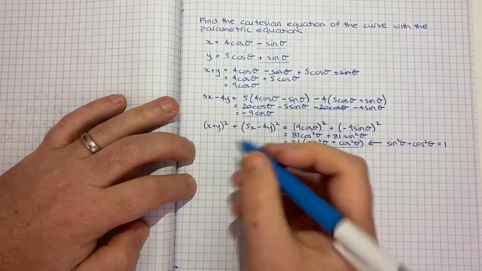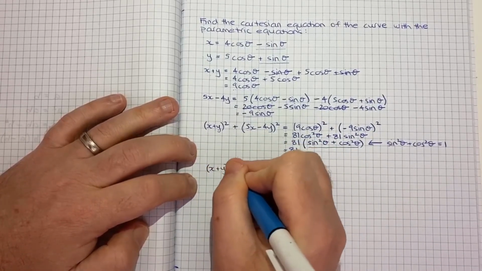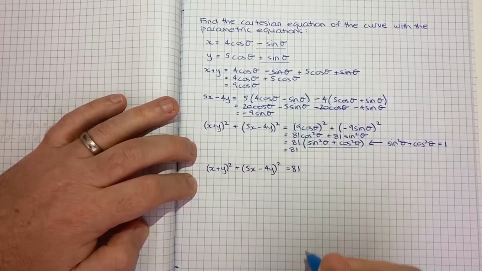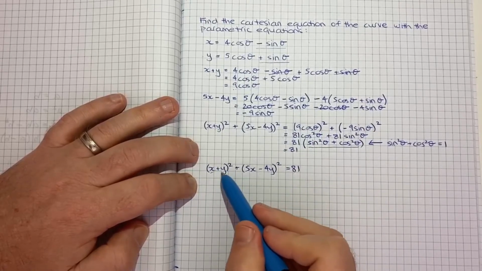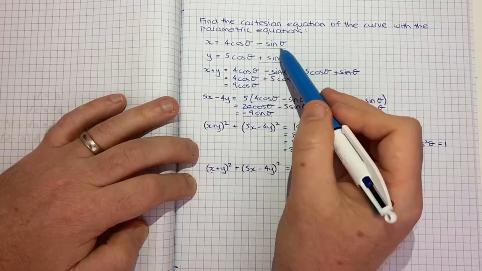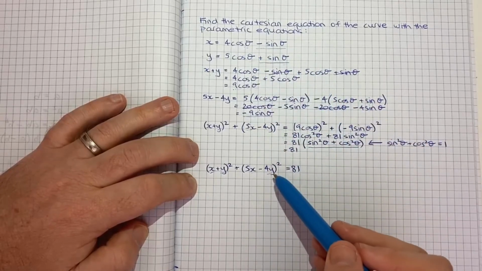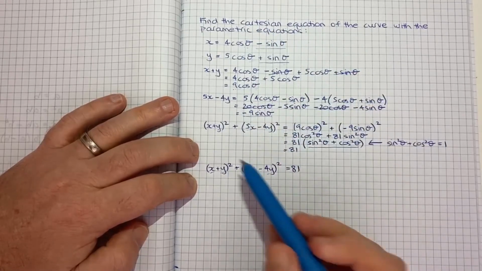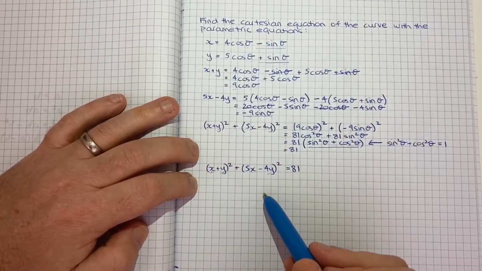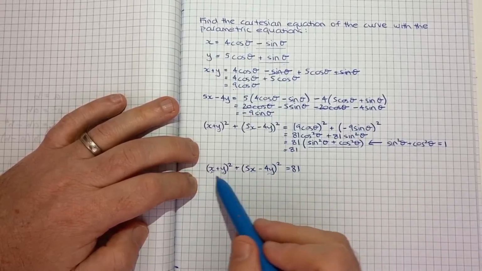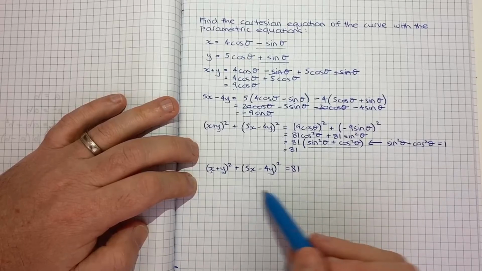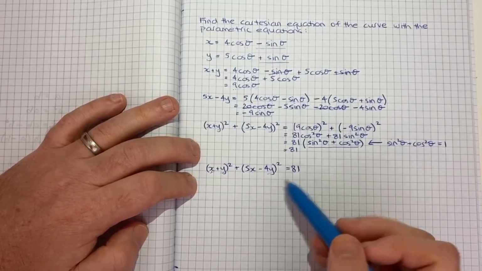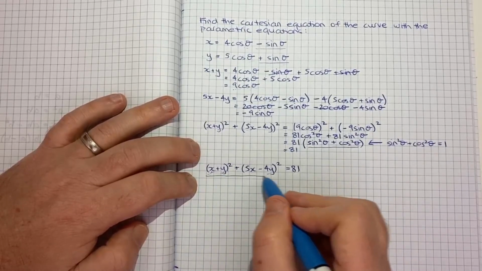So now we've got this function: (x plus y) squared plus (5x minus 4y) squared equals 81. And notice this only has x and y, no theta anywhere. So we have, in essence, converted our parametric equations into the Cartesian equation, an equation of x and y. You could stop there, that's the answer. If you wanted to, you could try and expand and rearrange and see if you could simplify the equation. But for the purpose of getting the marks, the crux of this question has been achieved with this function here.